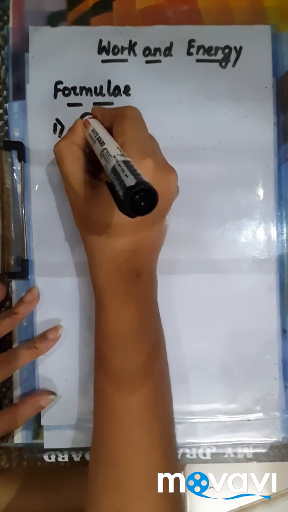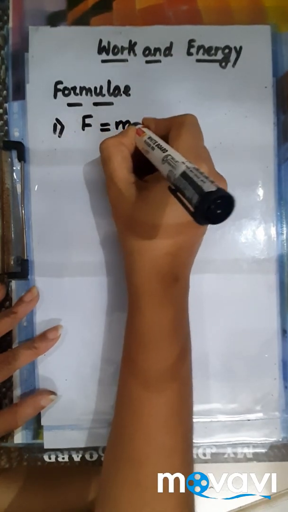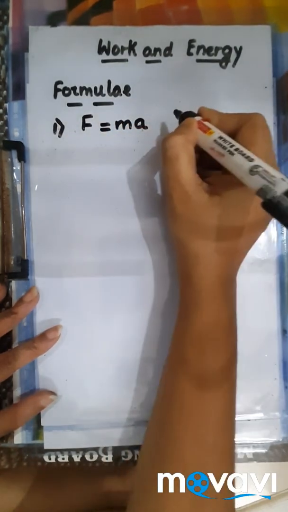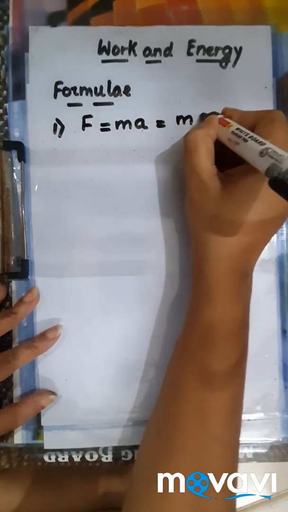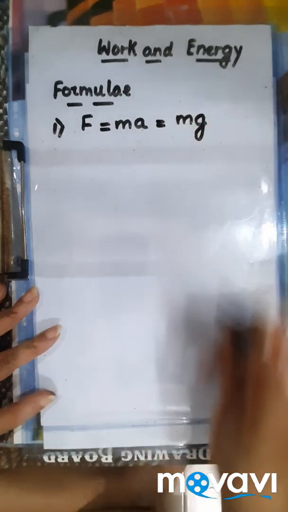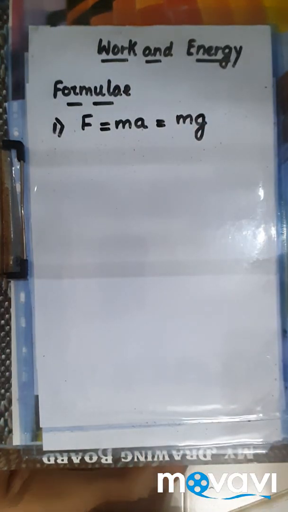Let us first write the formulae of this chapter, work and energy. See, the first formula you have to remember is the formula from the previous chapter where force is equal to mass into acceleration. If it is acceleration due to gravity, then it is mass into gravitational acceleration.